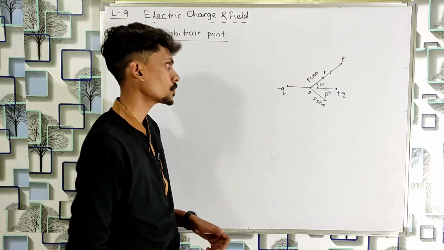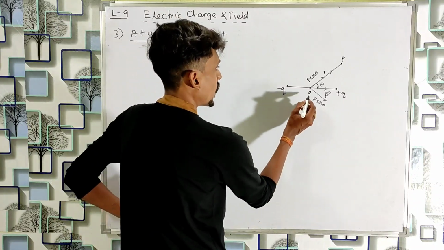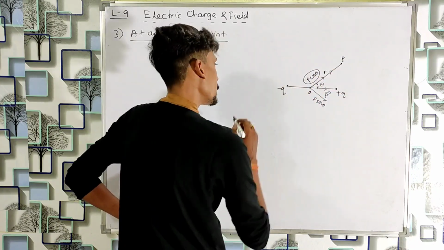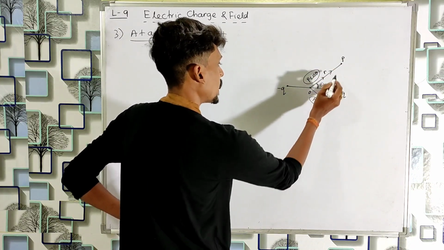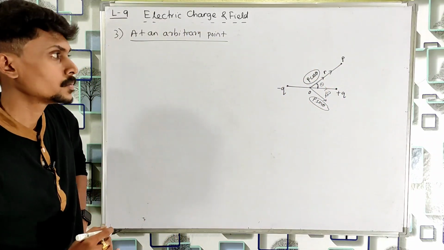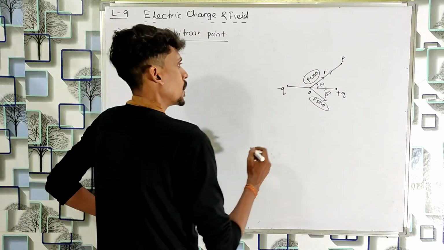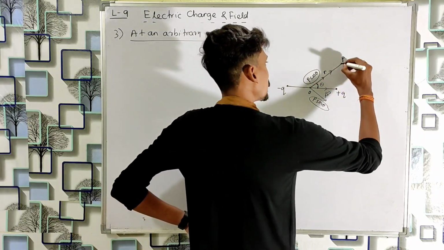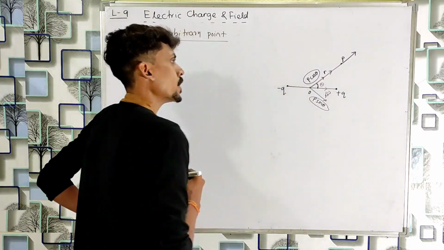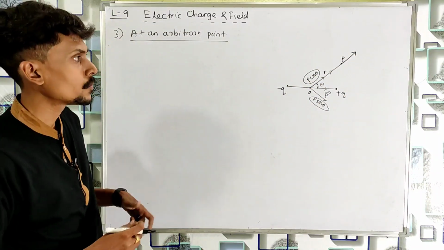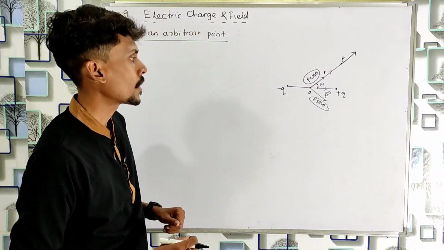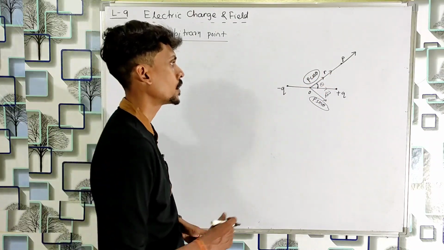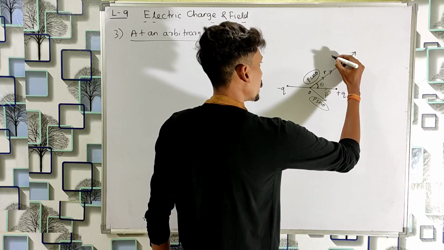Is that clear? Okay, so we have to find the electric field due to this dipole component at point P and due to the other dipole component at the point P. We know that the electric field due to a dipole at the axial point is along the dipole moment, along this direction, and the electric field due to a dipole at the equatorial point is opposite to the dipole moment.